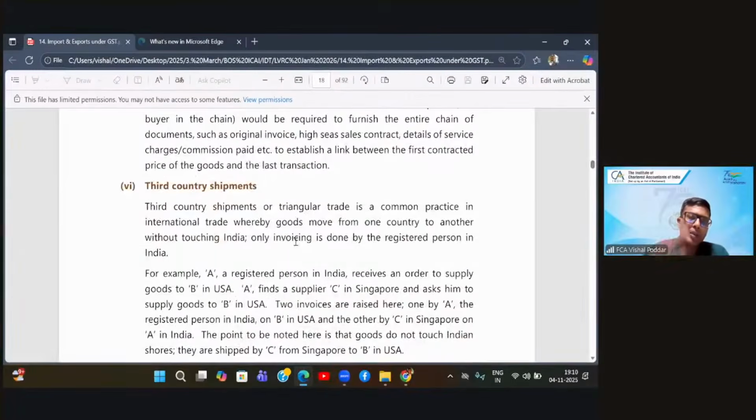Then we go a step even back, third country shipments. What is a third country shipment? Again, I'll give you a practical example. Today, there are some sanction games going on by the US, and presently India is saddled with some sanctions. But the same sanctions are not on other countries. So let us say we take the example of Bangladesh.